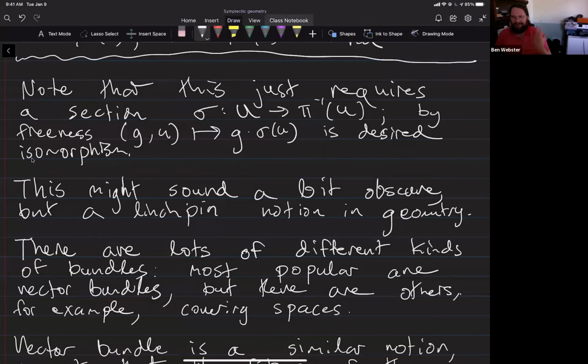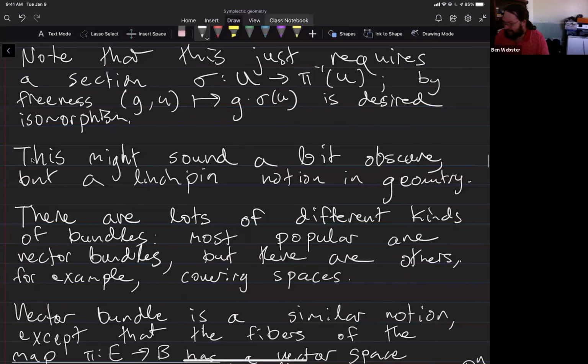This might sound like a strange notion if you've never encountered it, but it's a really important notion in geometry. The reason is that principal bundles control all other kinds of bundles. Kenneth Da Silva doesn't really explain this, but I think it's a really important idea, so I wanted to at least say a little bit about it.